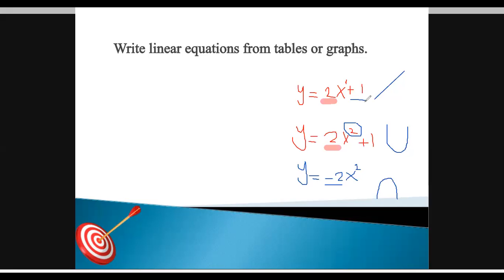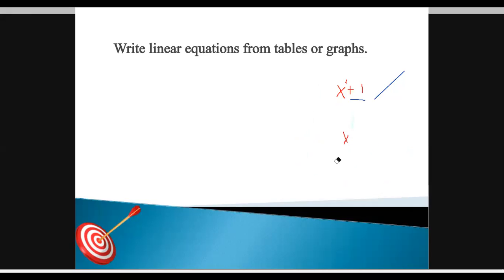So we know the difference now between linear and non-linear, because our session today we are going to talk about linear. But before we start, we have to know the difference between linear and non-linear equations. Let's move to the next point. As I said, today we want to talk about how we write linear equations from tables and graphs. We have two different types, which we are going to cover together.